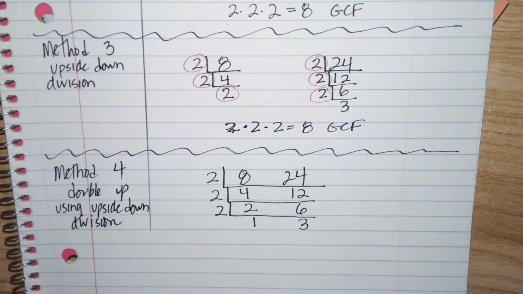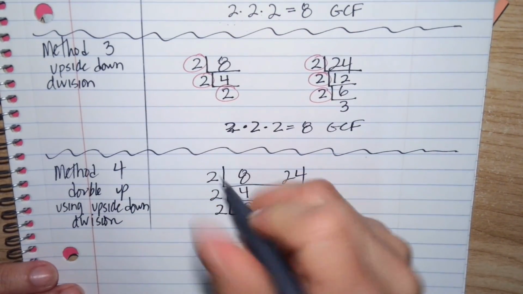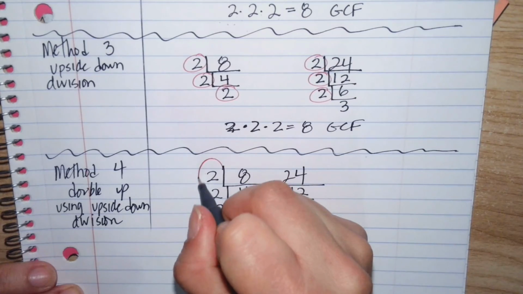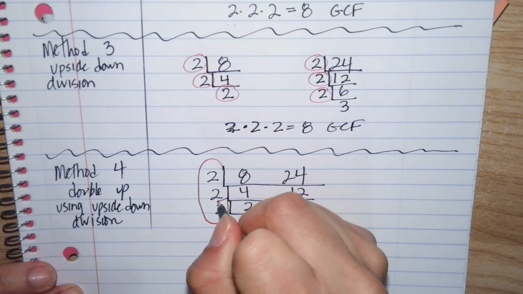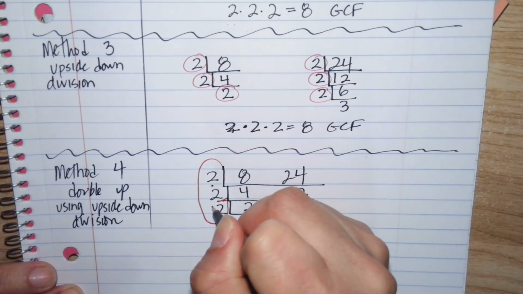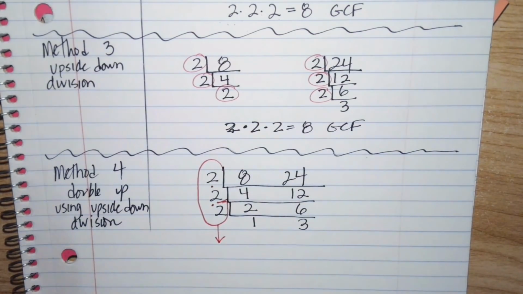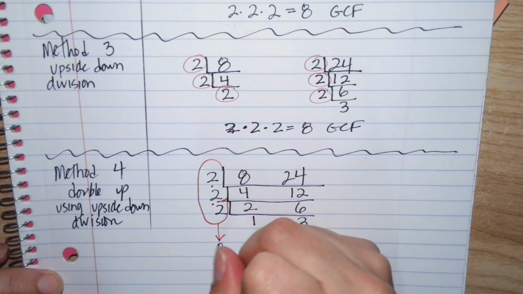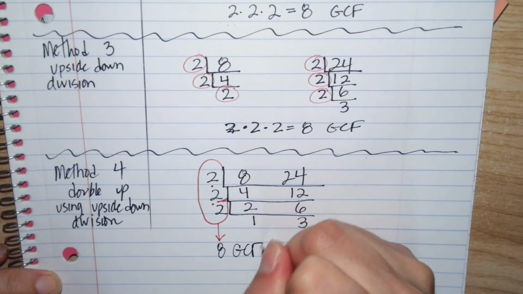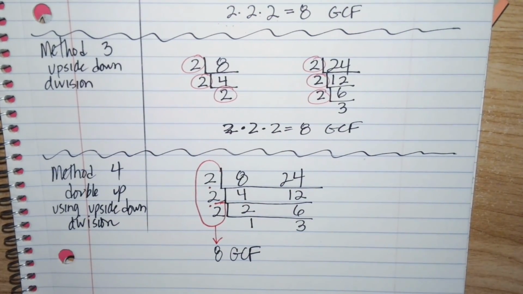So I take the prime factorization that is on the outside, this part here. This is my greatest common factor. We multiply those 3 numbers together to get our greatest common factor of 8 and 24, which is 8. I hope this gave you a different view on how you can find that greatest common factor between 2 numbers.